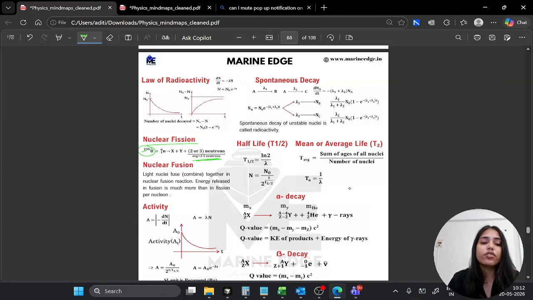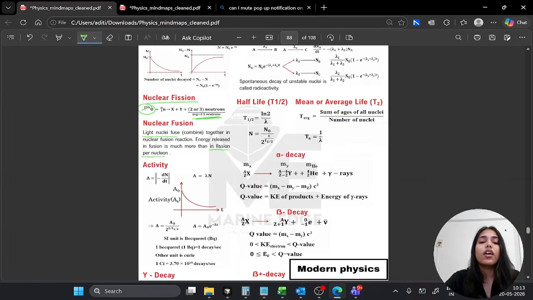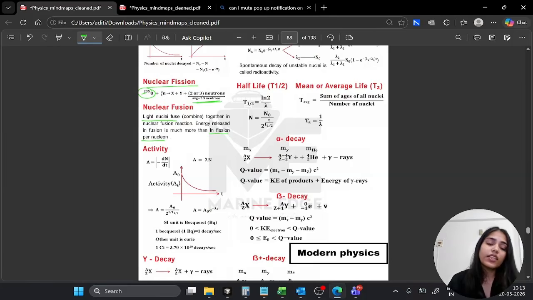Then we have nuclear fusion, where light nuclei combine together in a nuclear fusion reaction. Energy is released in this, more than in the normal fission reaction. Now, what is the activity of a decay reaction? That is denoted by dN by dt, where A is equal to N lambda. So we get A is equal to A naught into 2 to the power minus t, this is the formula given to you. Now, the SI unit of activity is called the Becquerel.